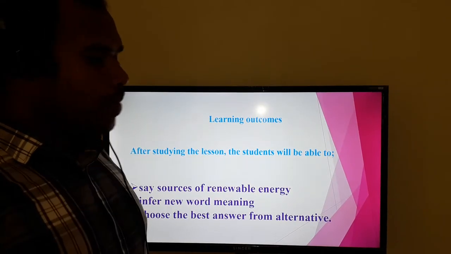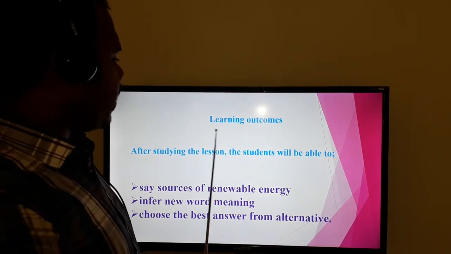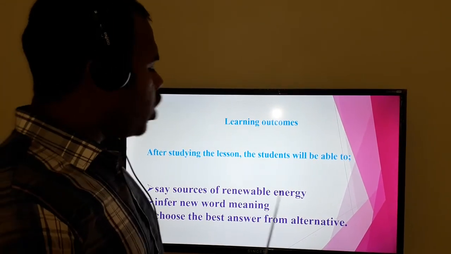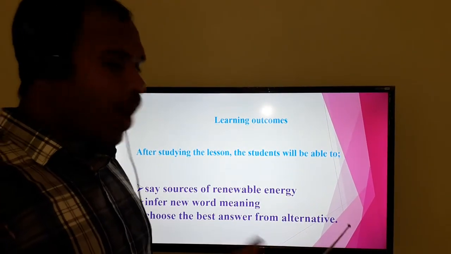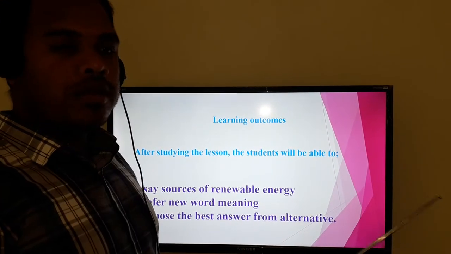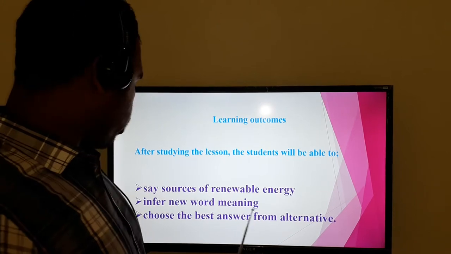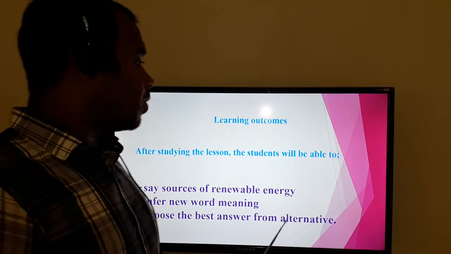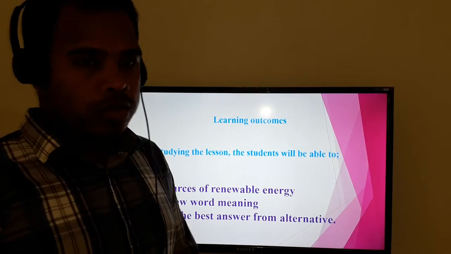So dear students, we have some learning outcomes from this lesson. At the end of the lesson, you will be able to say the sources of renewable energy. You will be able to identify them. Second, you will learn some new words from the lesson. Third, you will choose the best answer from the alternatives. So these are the main outcomes of my today's topic.